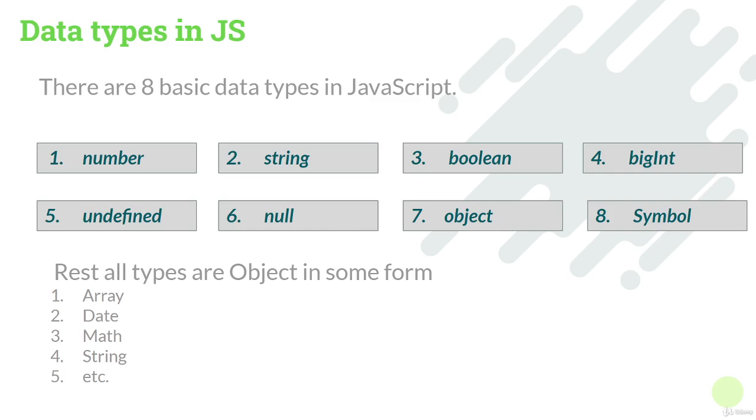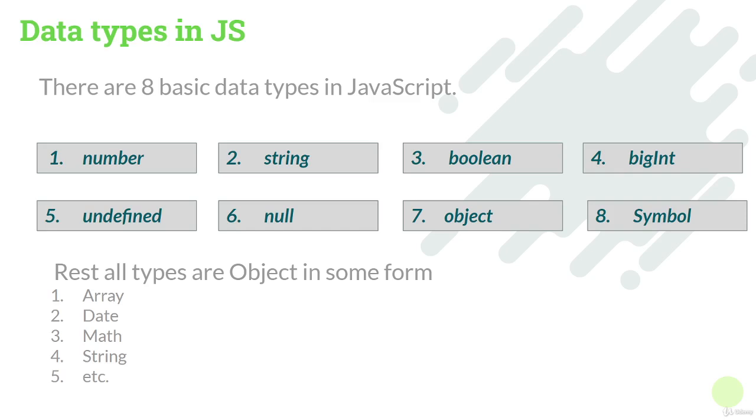Then we have BigInt. Because there was a limitation in the number, JavaScript recently introduced this data type, BigInt. It is for integer numbers of arbitrary length. Then we have undefined, which we already saw while creating a variable. It's like an unassigned value. Then we have null, that is for a value that is unknown.